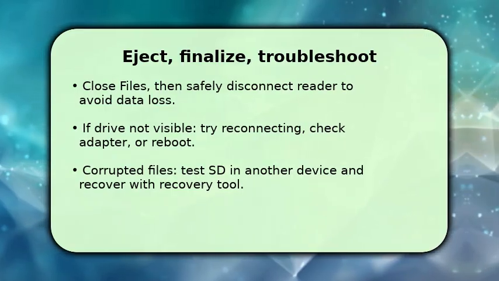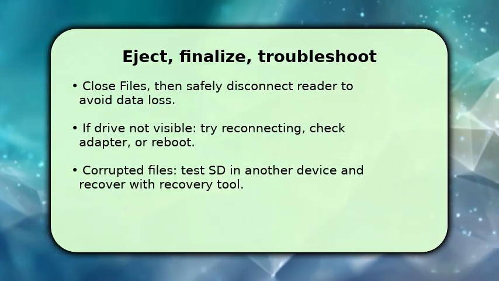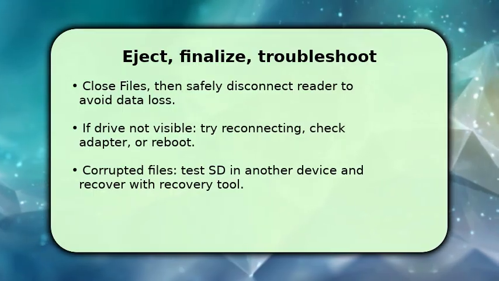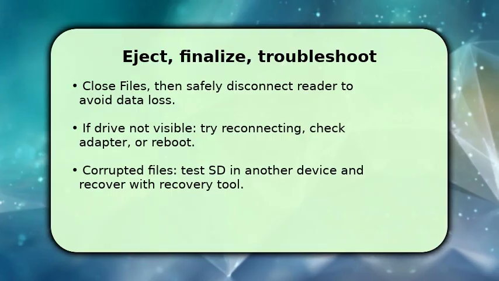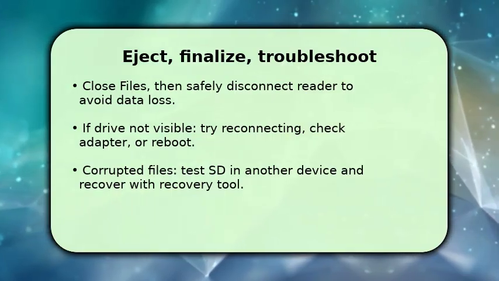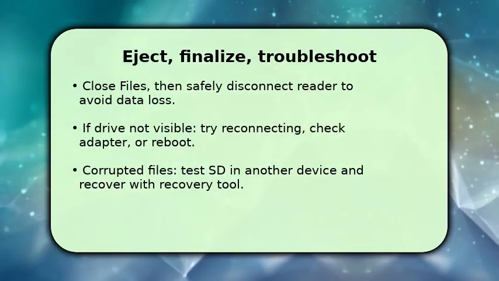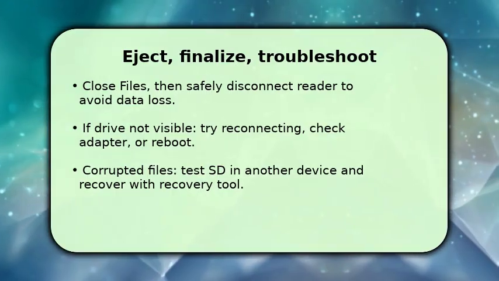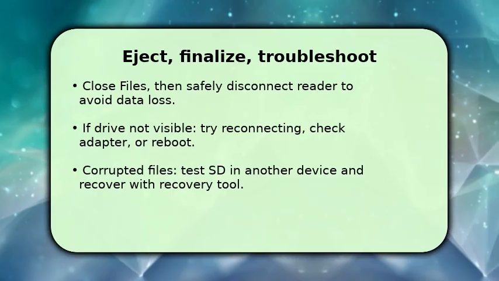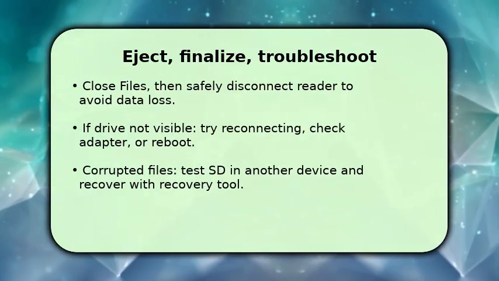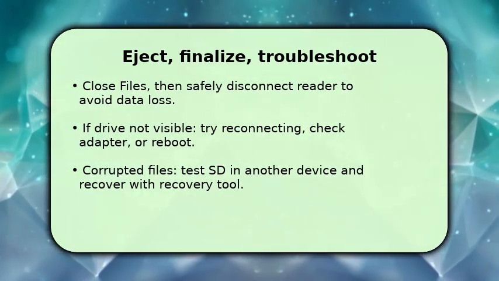If the drive isn't visible, reconnect and inspect the adapter. Make sure the reader is compatible and powered. Reboot the iPhone or try the SD in another device to isolate the problem. If files appear corrupted, run a recovery utility on a computer and avoid writing new data to the card. These steps resolve most common issues quickly and safely.